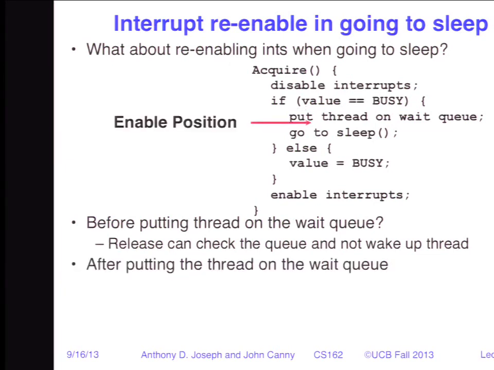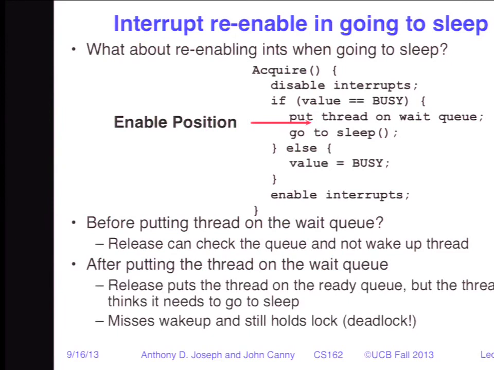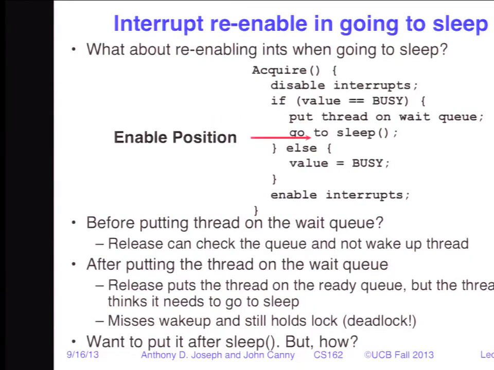Another choice would be after we put the thread on the wait queue. But now we have the problem that's even worse, right? Because release can put the thread on the ready queue, and then what do? We immediately go to sleep while holding the lock. This is deadlock, right? Because we're holding the lock, we're never going to run again because no one is ever going to wake us up. And no one else can now acquire that lock. So we really want to put it after the sleep. But how do we do that?